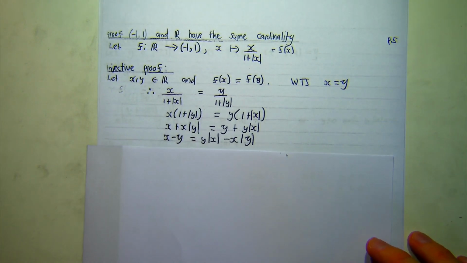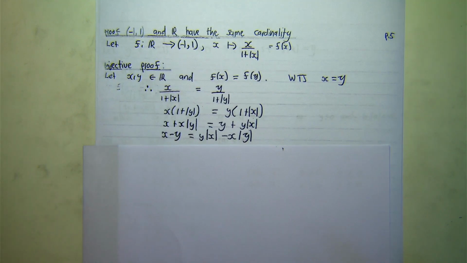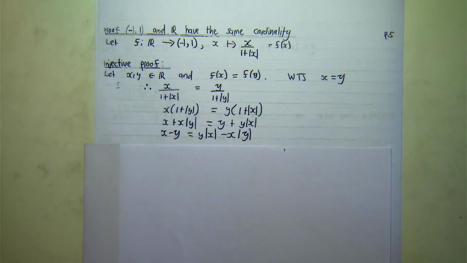And to actually remove the absolute values, we need to consider what x and y could be in terms of being positive or negative, and how the absolute values would be impacting it in that context. And we can get rid of those absolute values by actually just taking all possible cases and then applying the consequence of the absolute value in that case and removing it.